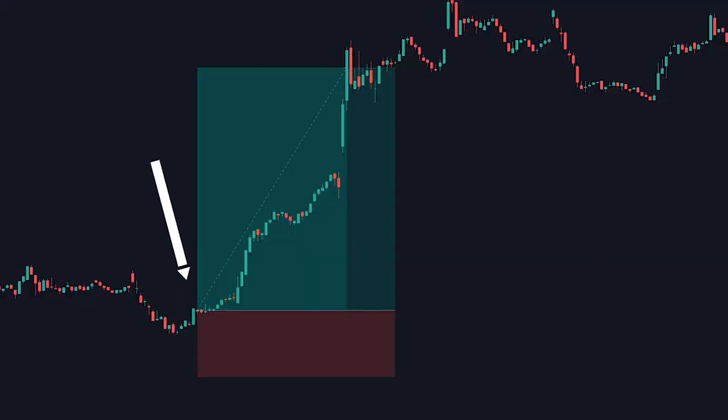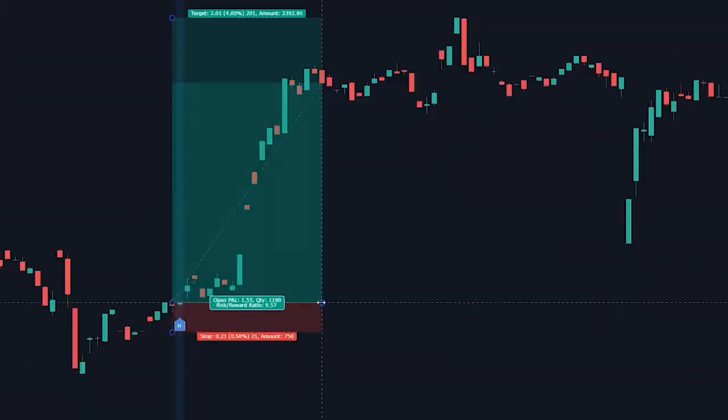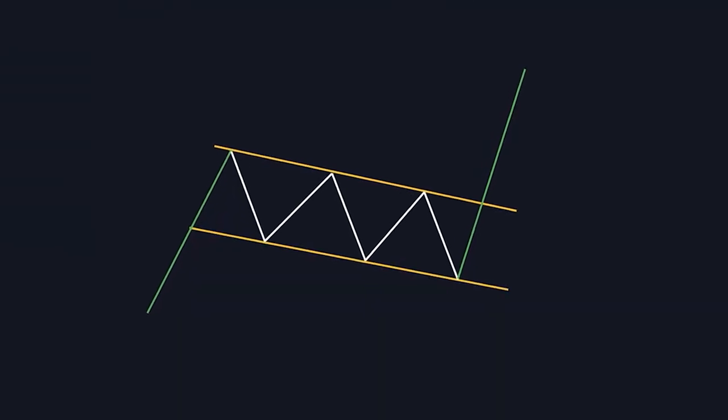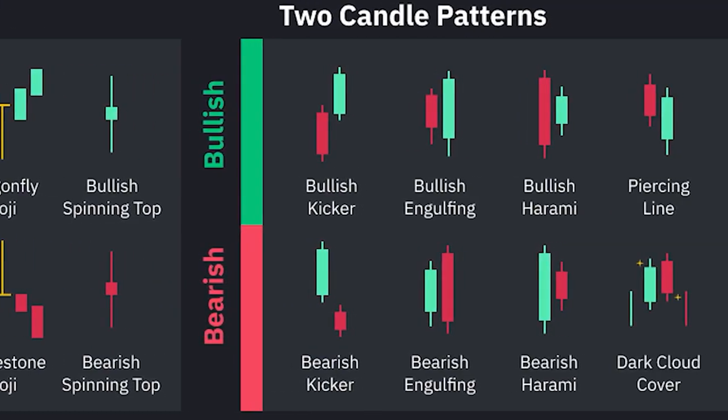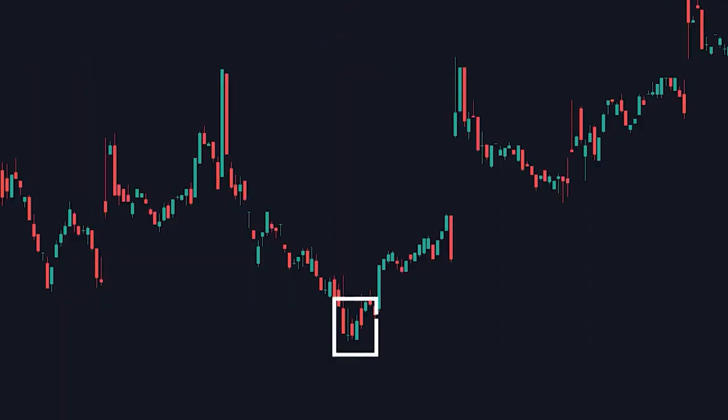But another skill that is equally as important, if not more important, is being able to read candlesticks to tell which direction the market is about to head. In this video, I go over some of the most popular candlestick patterns and explain how to trade around them.